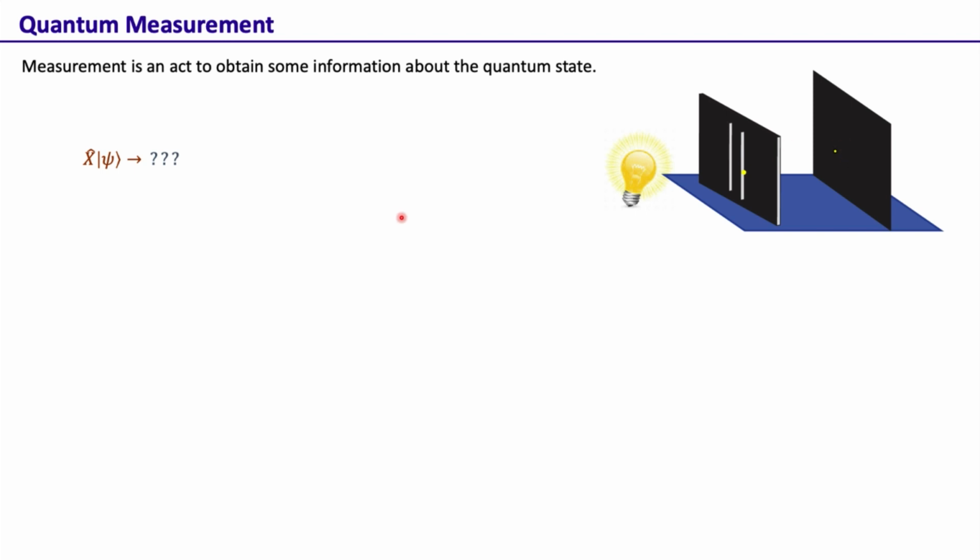And this information we can obtain if we act a position operator on the state, or if we do the position measurement. So if we measure the position, what do we obtain?